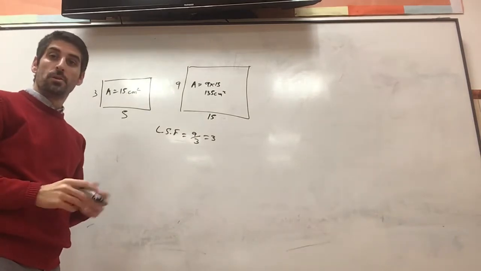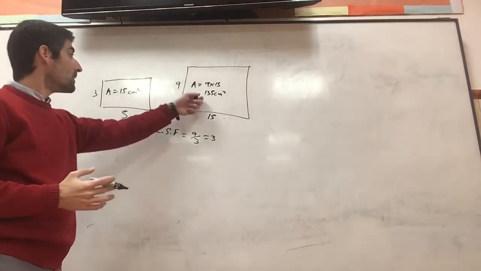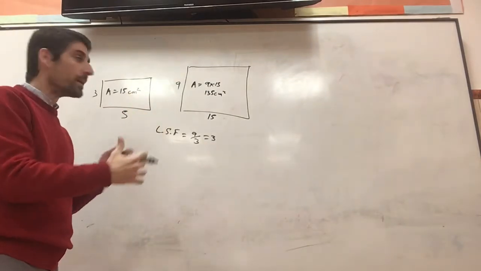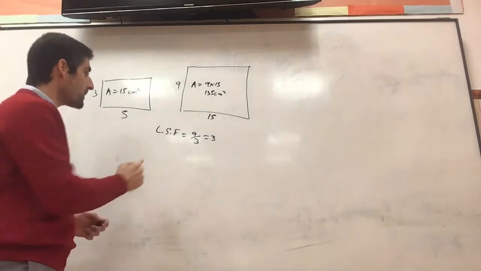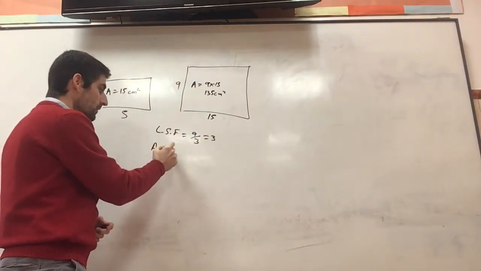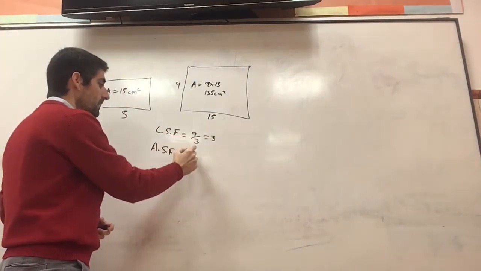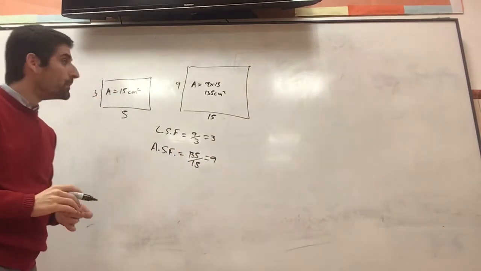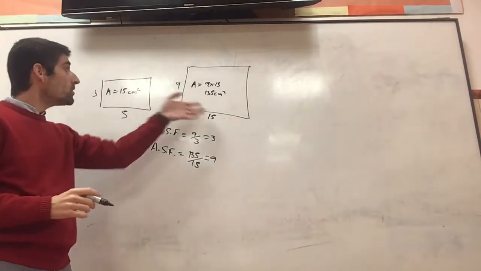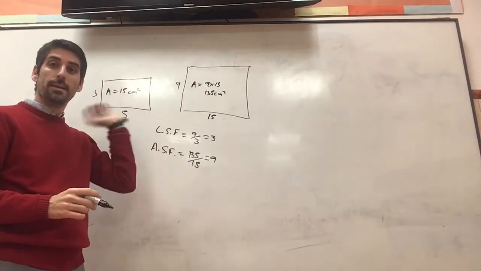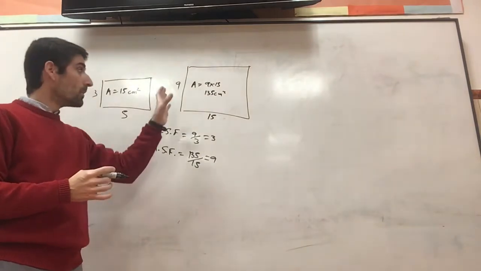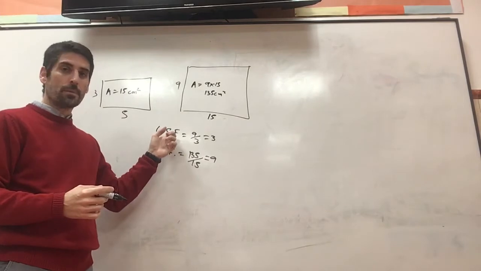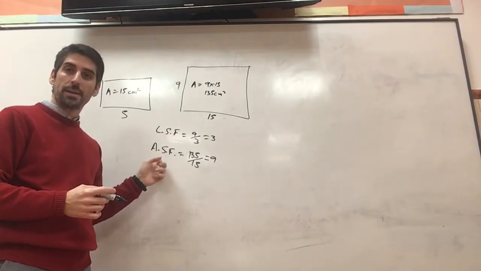So the two areas are not in a factor of 3. This area is not 3 times bigger than that. The area scale factor is 135 divided by 15, which is 9. So, when you have to find the area of one similar shape to another, you cannot use the length scale factor. You have to find the area scale factor.